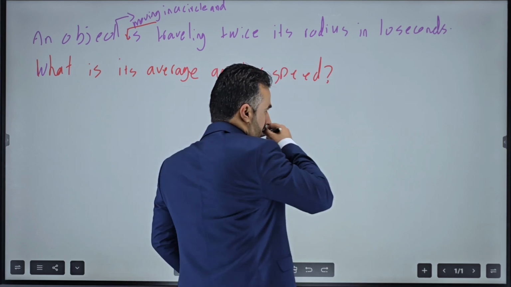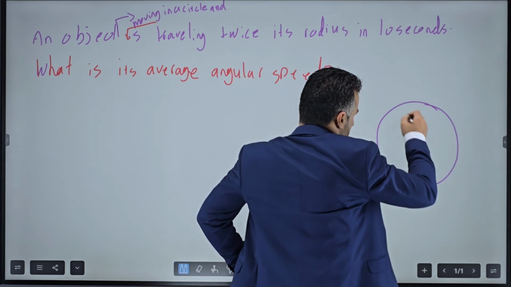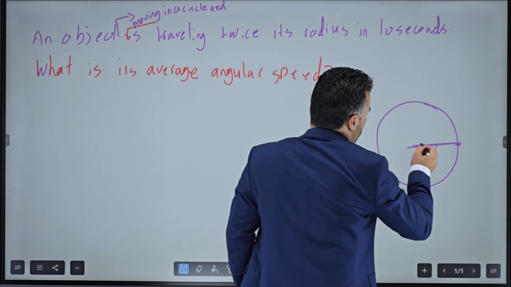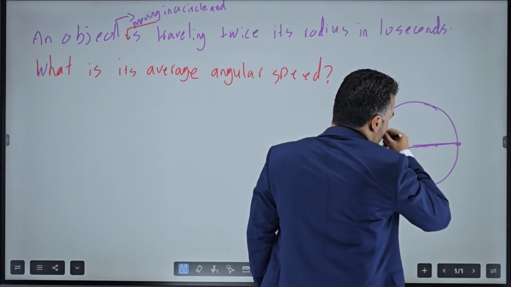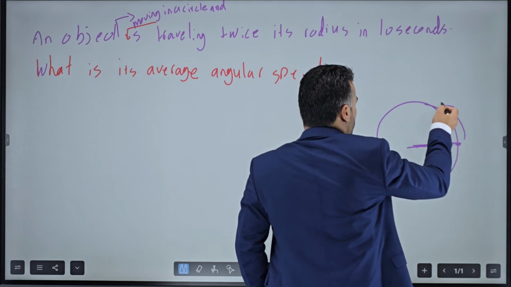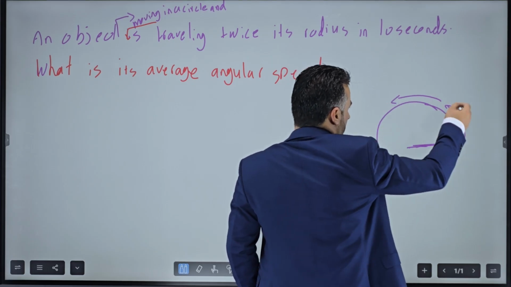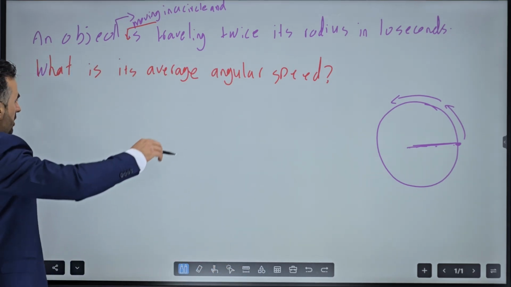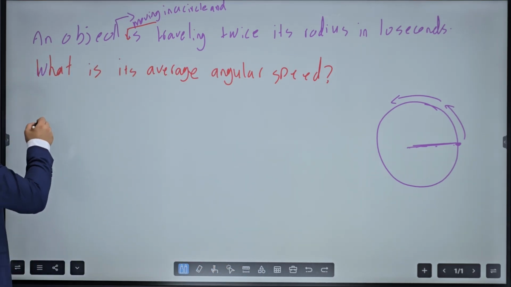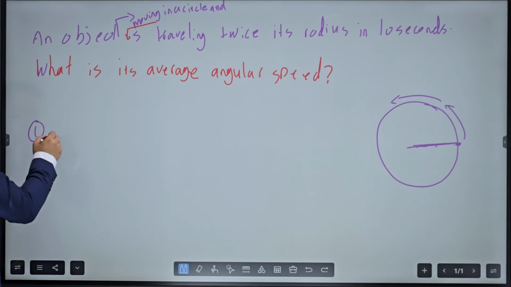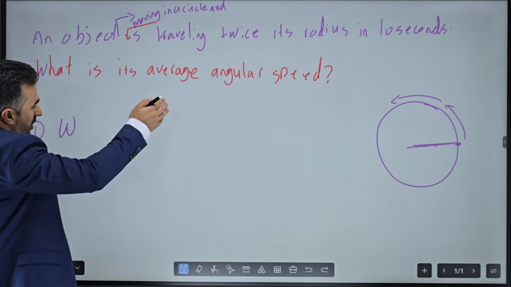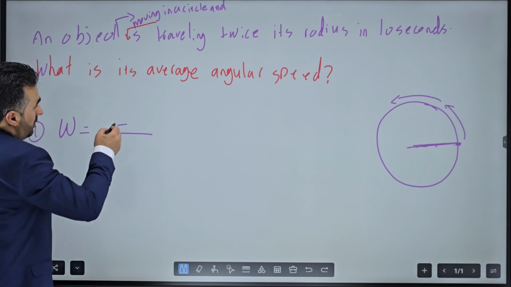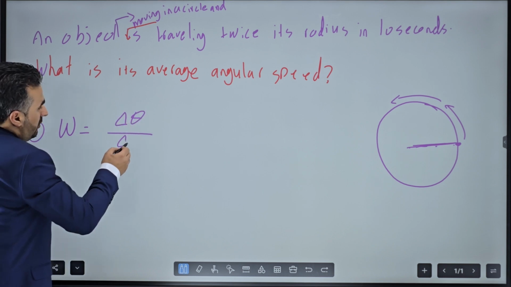If not, let's just do this one here. So here's an object that is traveling on a circle. Okay, no matter what the radius is, the object is going to travel twice its radius. So let's say this is one radius and this is twice the radius. We don't care what the radius is exactly. But the question says, what is the average angular speed? So you will always start with what they're asking for. So the first step is, you can write what is given. If not, we'll just start with this one here. Average angular speed is equal to angular displacement over the time.